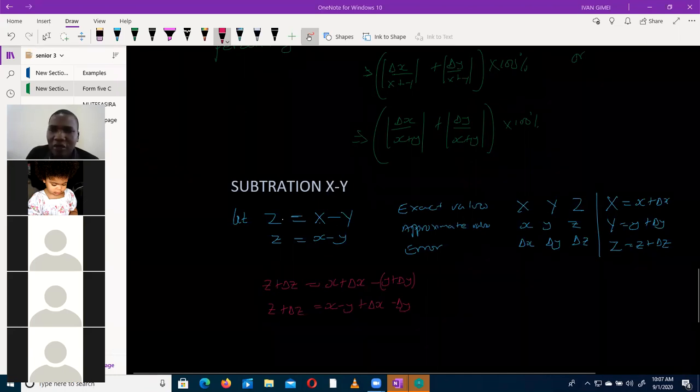Subtraction: you have your exact values of x and y. But instead, you write small x minus small y, you subtract approximate values. I've explained that before.